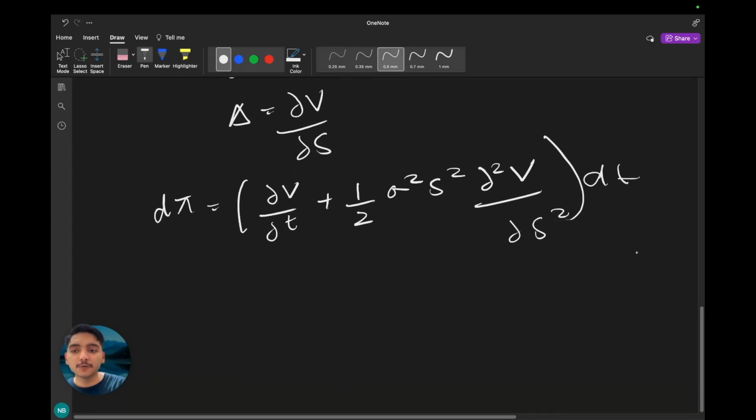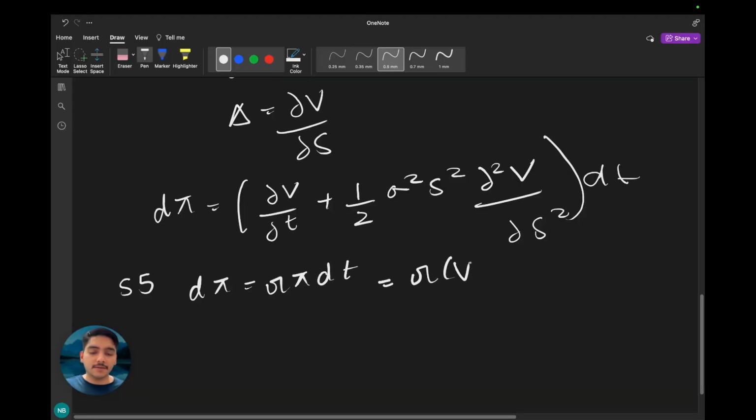And now let's move to step 5. Step 5 is basically we have to apply the no arbitrage condition. Since our portfolio has no risk, it must earn a risk-free rate. Otherwise, we could make free money. So the portfolio value d pi will be equal to r pi dt, where pi is V minus del S, dt. So this is the no arbitrage principle.